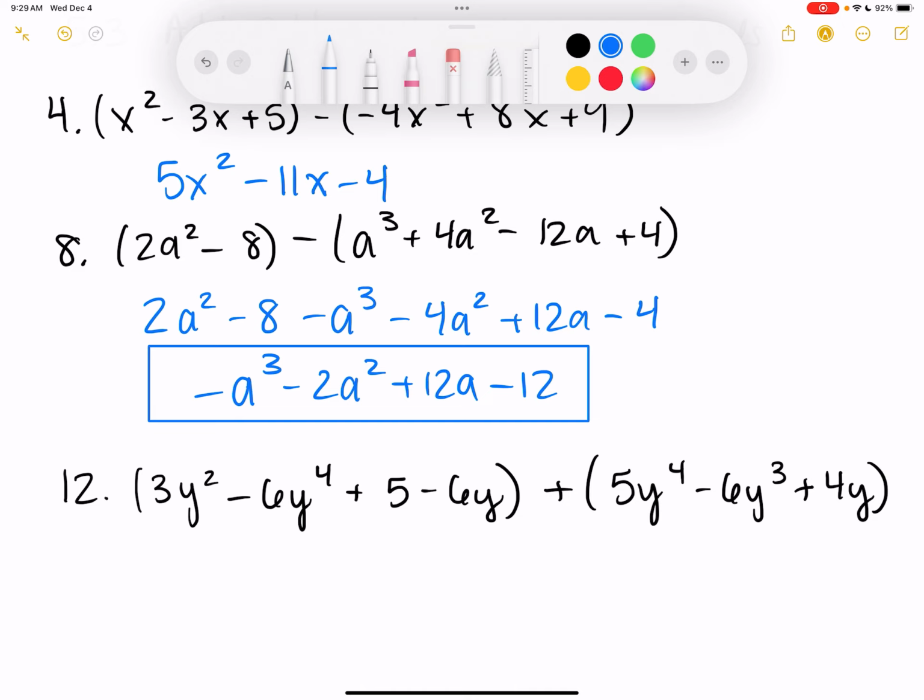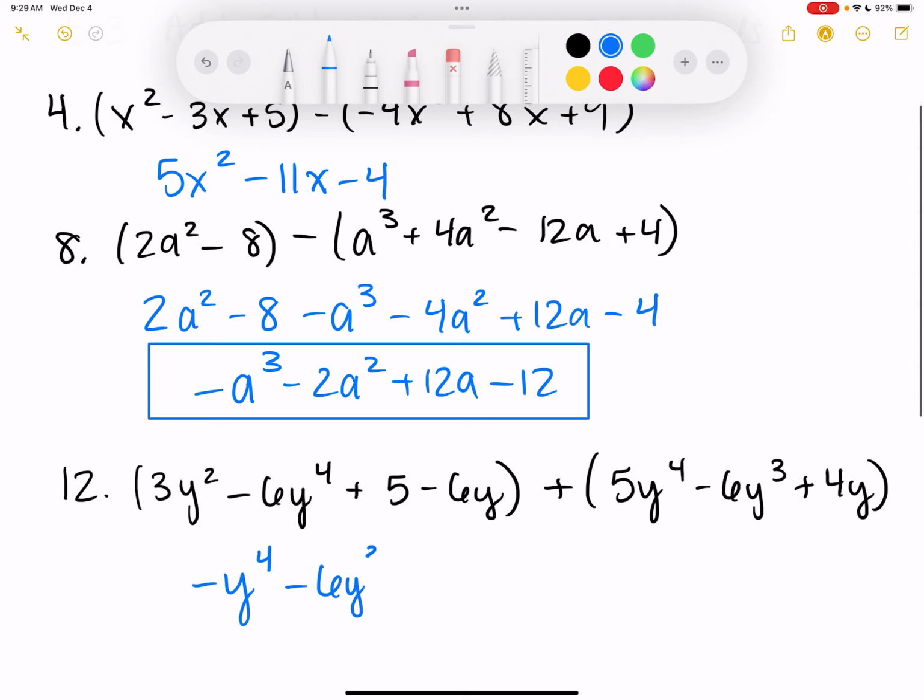So I'm going to do the y to the fourth. So negative 6y to the fourth plus 5y to the fourth would be negative y to the fourth. Now, I don't have a cubed term in this first one. However, I do have a cubed term in the second one, and it's plus negative 6y cubed. And I'm just saying that because if it was minus, you would need to make sure you put that minus sign through there. Then squared, I only have a squared term in the first one, so that's plus 3y squared.